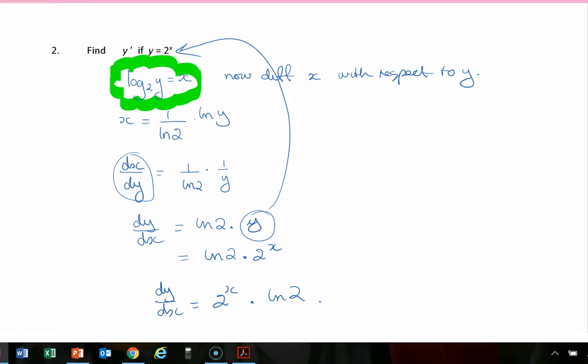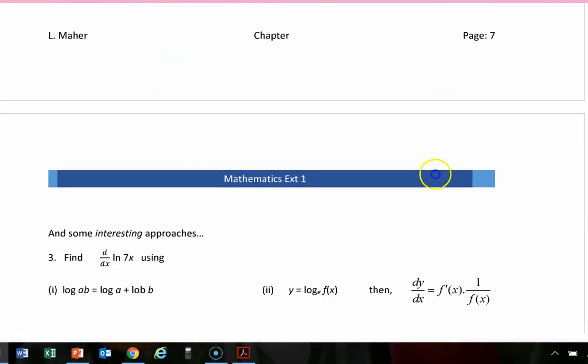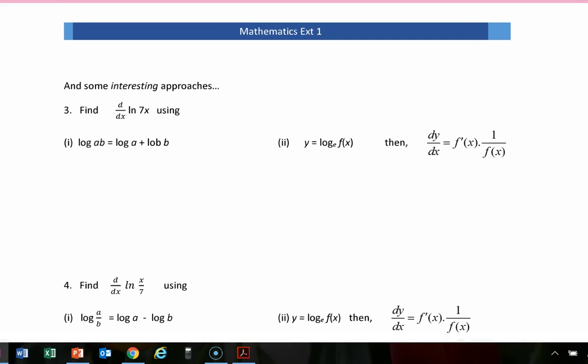Now, just like you saw that concept there, you will now and could need to use your log rules with a question or in a particular situation. Now, not that it's necessary, and I would just stick to this. These are some interesting approaches. If you had to find the derivative of log of 7x, for some reason, I guess you could say, well, the log of 7x is actually, by definition, the log of 7 plus the log of x.